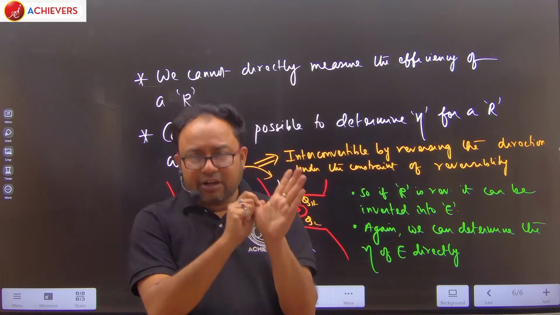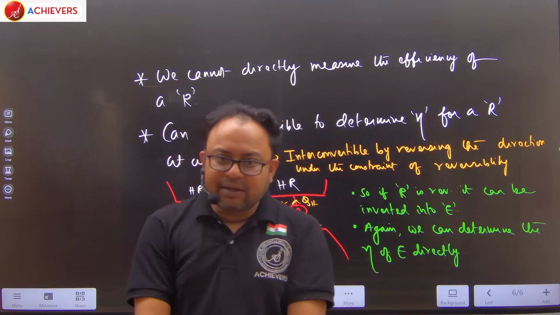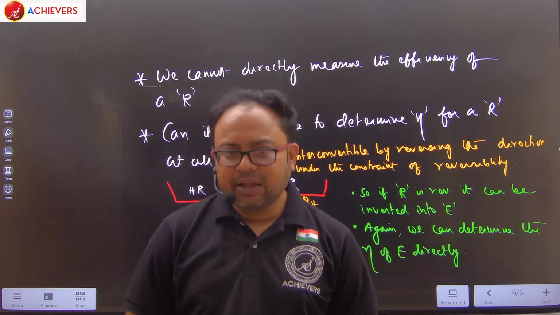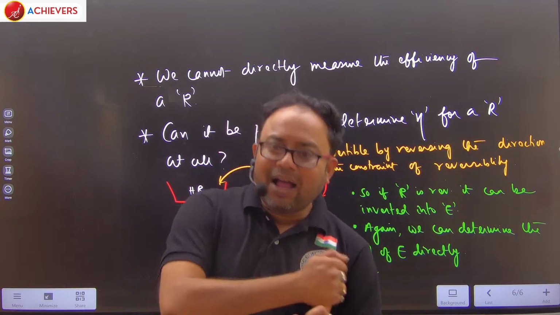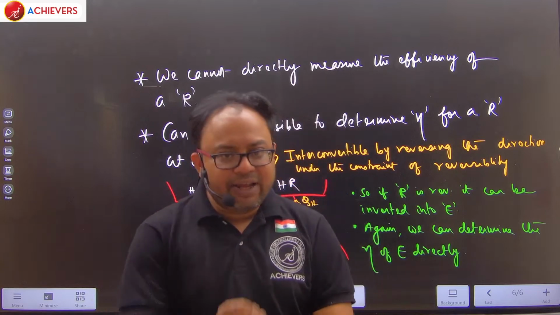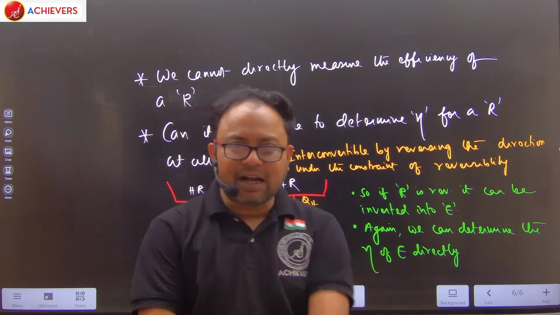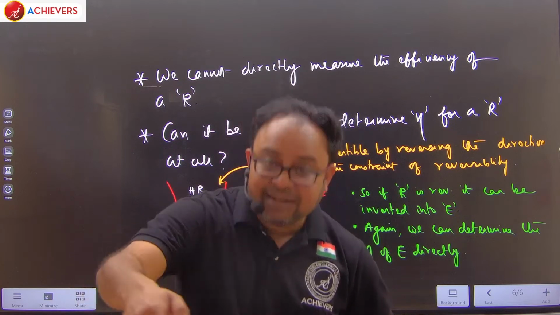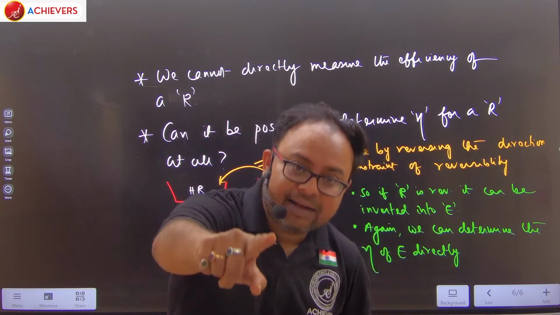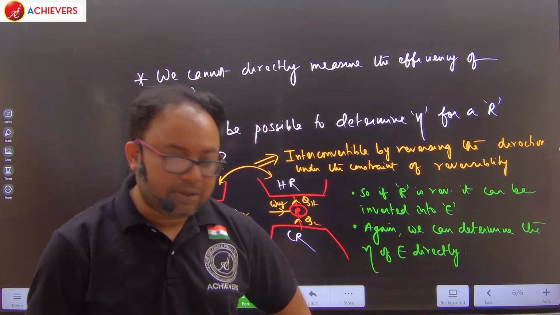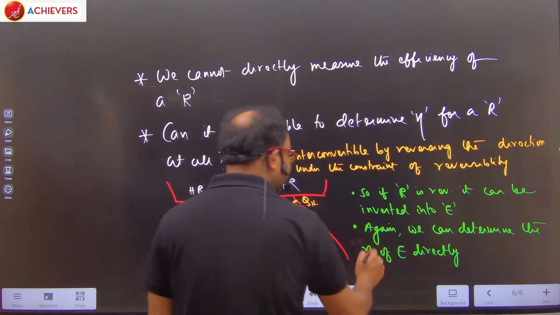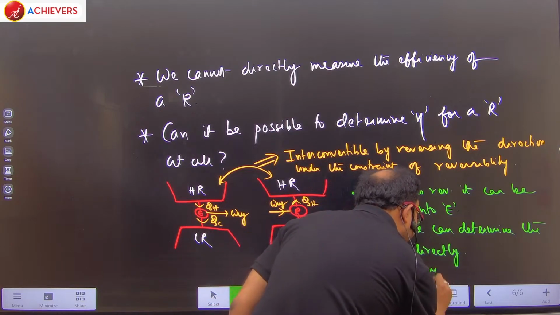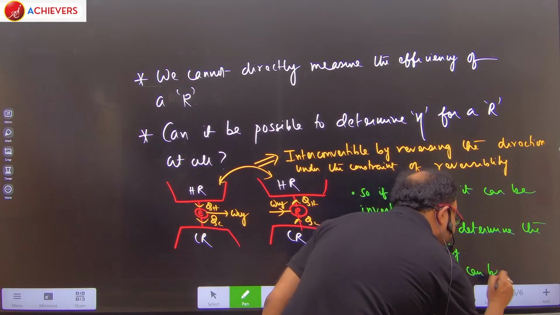If the refrigerator is reversible in nature, then we can reverse the direction of the refrigerator and convert it into an engine. That we can do. Now, once it is converted into an engine, we can always evaluate its efficiency directly. So thereby, we can evaluate the efficiency of a refrigerator not directly, but by converting it into an engine. So in this way, eta of R can be determined.